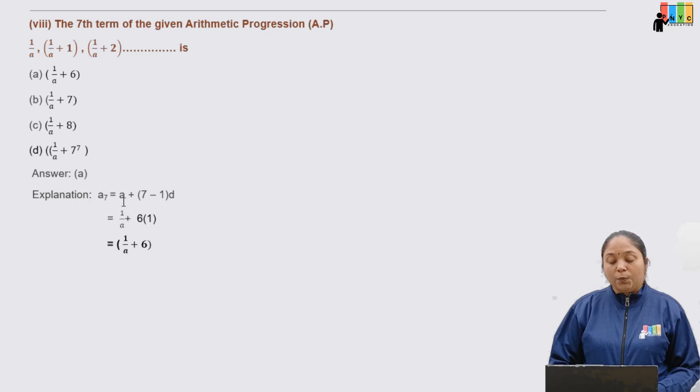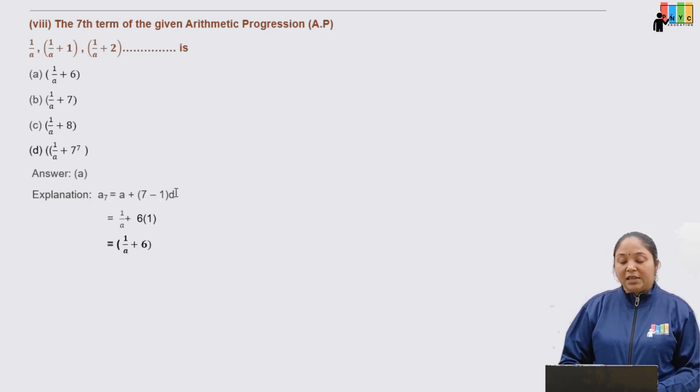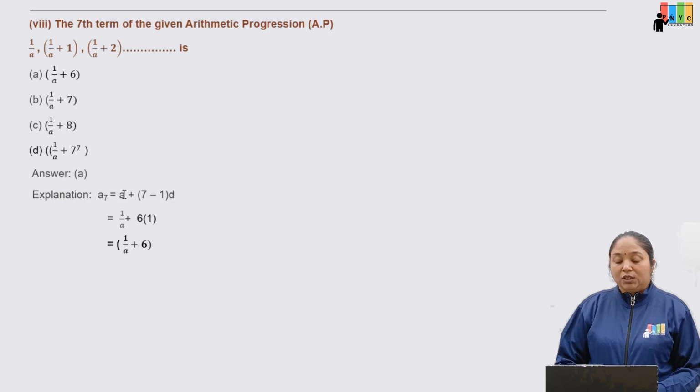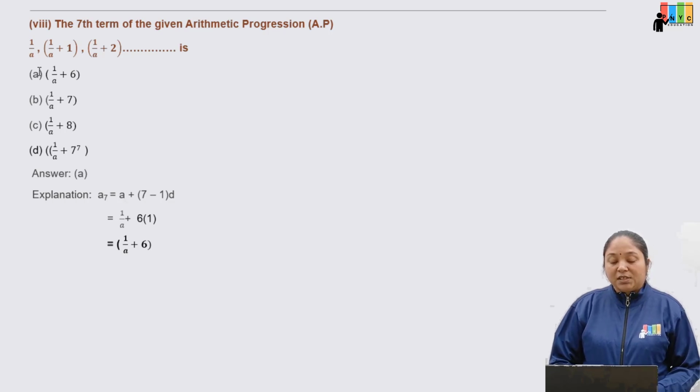A7 is equal to a plus 7 minus 1 into d. We need to find out the seventh term, therefore n is 7 here. So a plus n minus 1 into d is our formula. What is a? A means first term, that is 1 upon a, plus 7 minus 1 is 6, and d is the difference, that is 1.